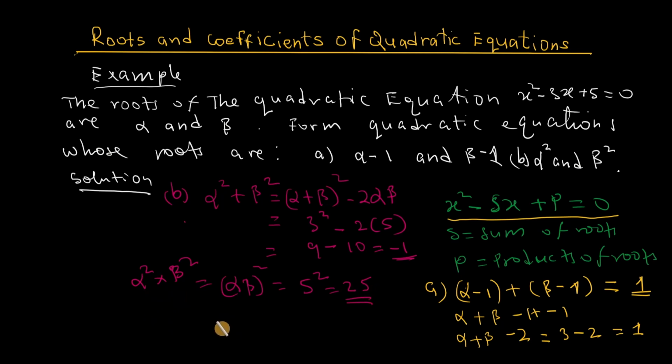Now we need to form the new equation. The new equation is x squared minus sum of roots times x. Sum of roots is minus 1. So in the place of sum of roots, or s, I'm going to put minus 1. That's into minus 1 x plus product of roots, which is 25. That's plus 25 is equal to 0. Minus times minus is plus. So the equation will be x squared plus x plus 25 is equal to 0. It means the new equation is this.